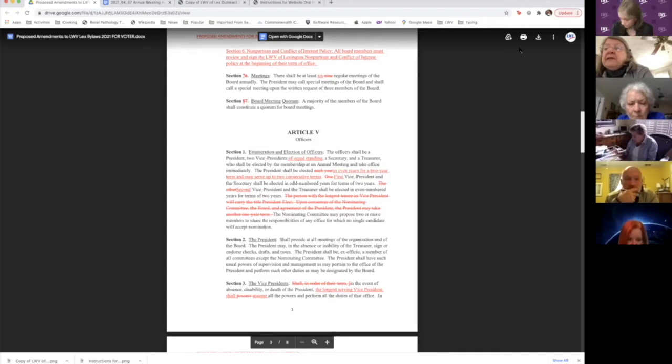The president will be elected in even years for 2-year terms. They had been elected for 1-year terms. And we would like to suggest that they may serve up to 2 consecutive terms. So somebody could be a president for 4 years, step down to another position, and then 2 years later come back and be elected again.